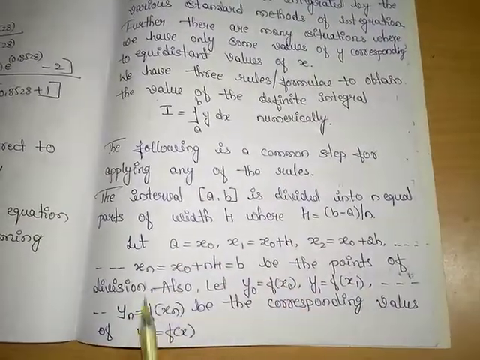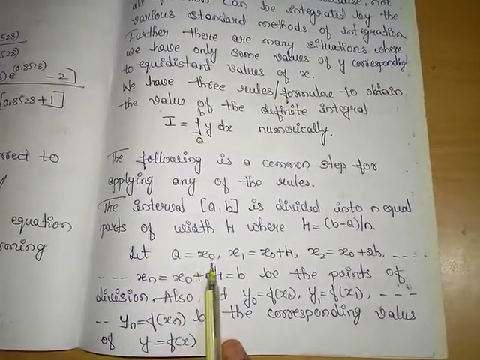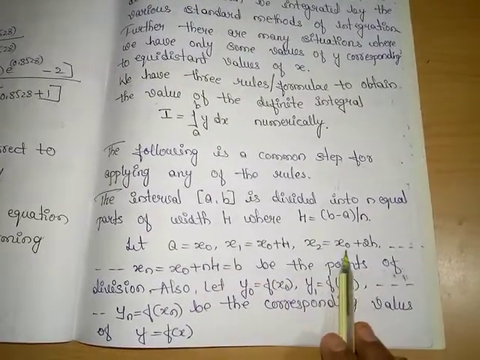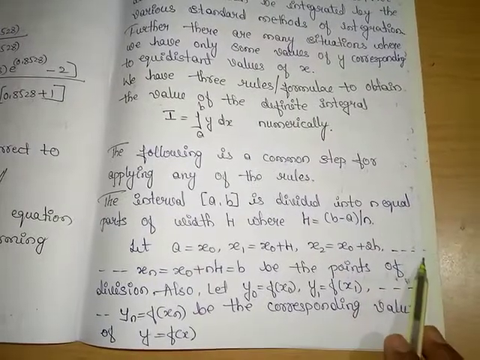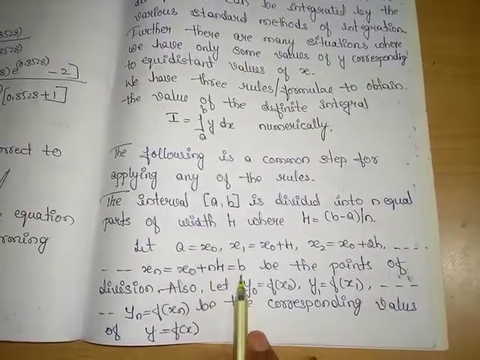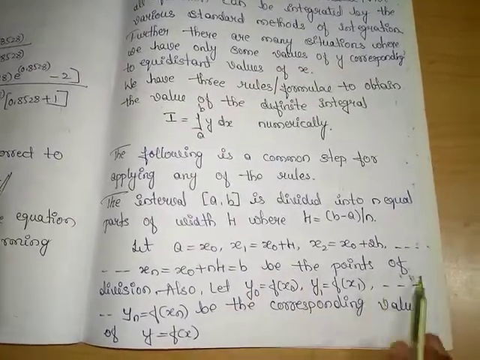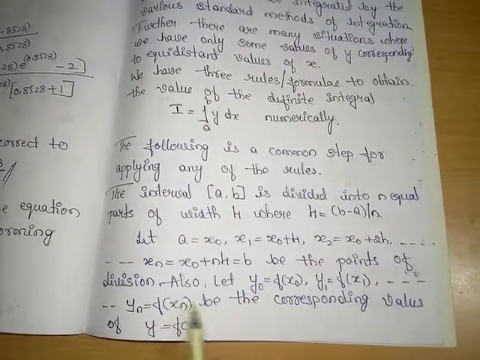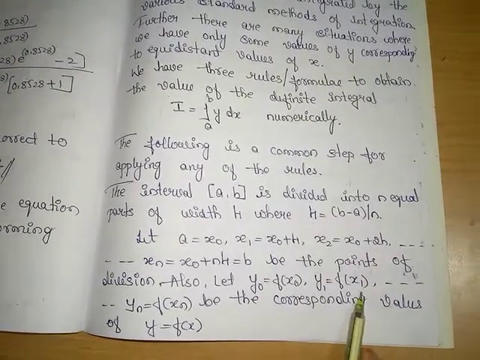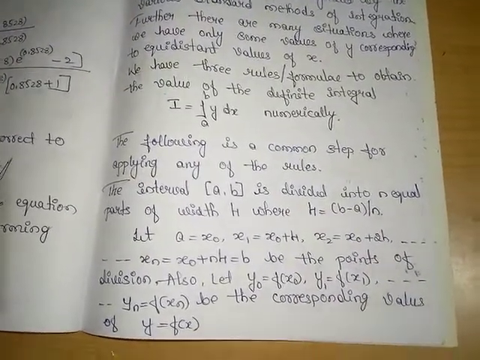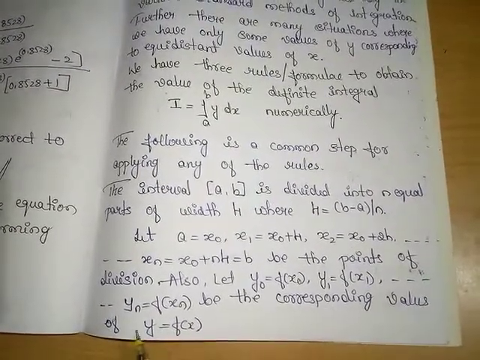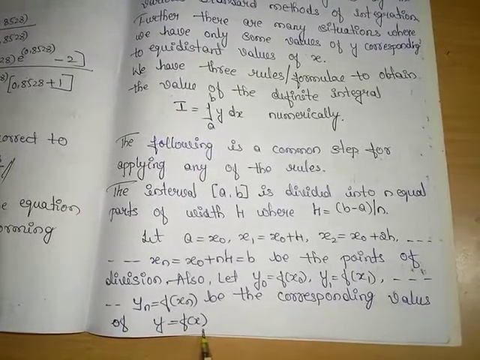Okay, let a is equal to x0, x1 is equal to x0 plus h, x2 is equal to x0 plus 2h, and so on, to xn is equal to x0 plus nh, is equal to b, be the points of division. Also let y0 is equal to f of x0, y1 is equal to f of x1, and so on, to yn is equal to f of xn, be the corresponding values of y is equal to f of x.